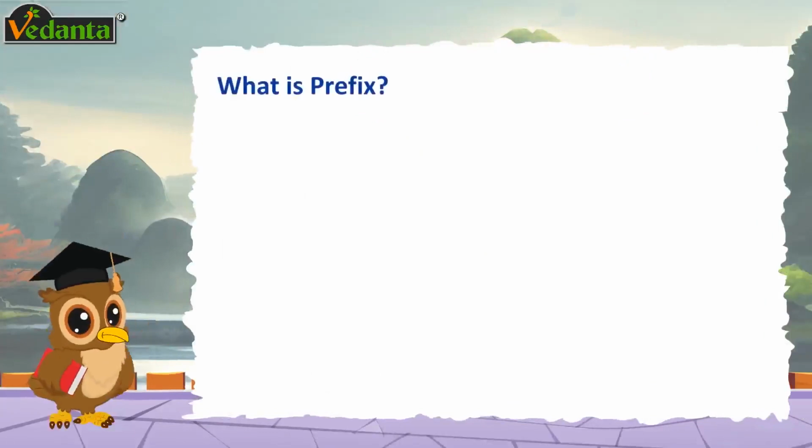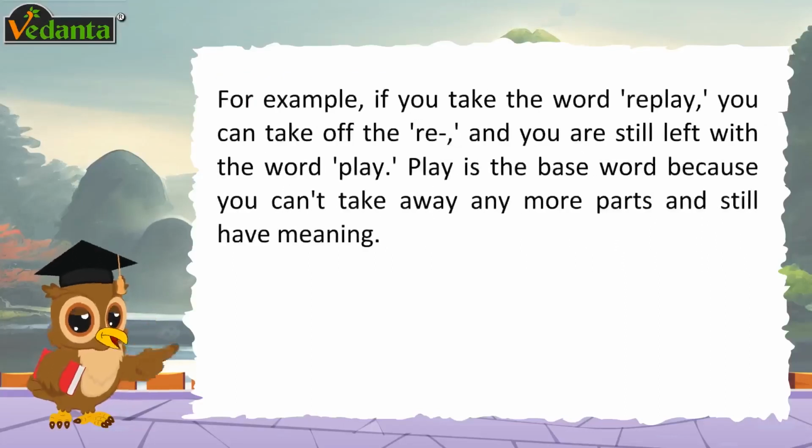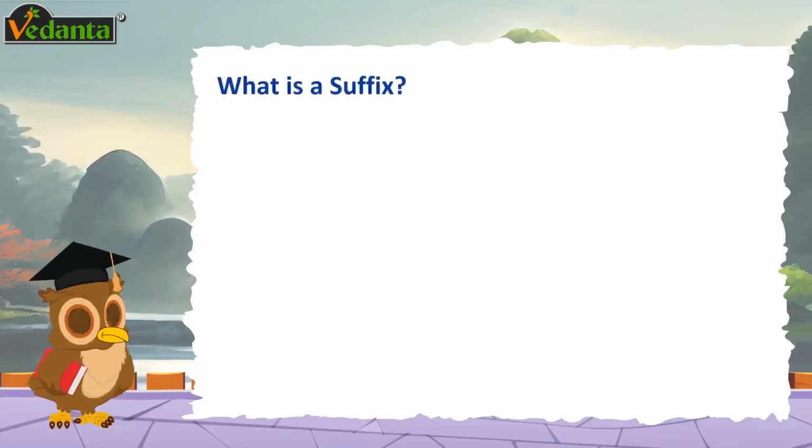Prefix and suffix. What is a prefix? A prefix is a pair or group of letters added to the front of a base word. Think about how previews come before a movie starts and remember that prefixes come before a base word. For example, if you take the word replay, you can take off the RE and you are still left with the word play. Play is the base word because you can't take away any more parts and still have meaning.